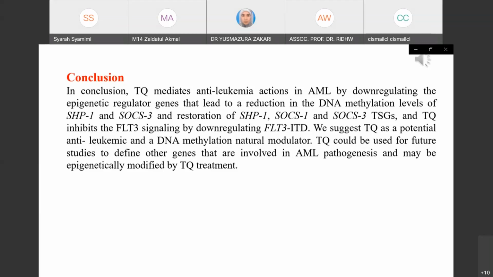Thymoquinone could be used for future studies to define other genes that are involved in acute myeloid leukemia pathogenesis and may be epigenetically modified by thymoquinone treatment.